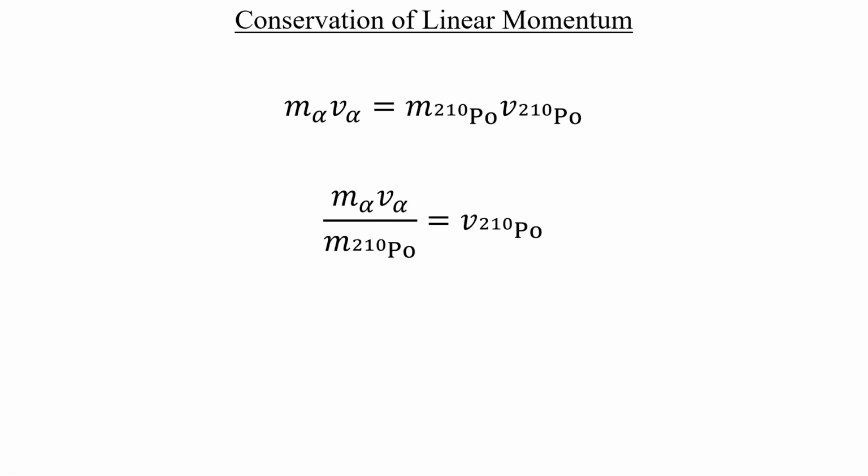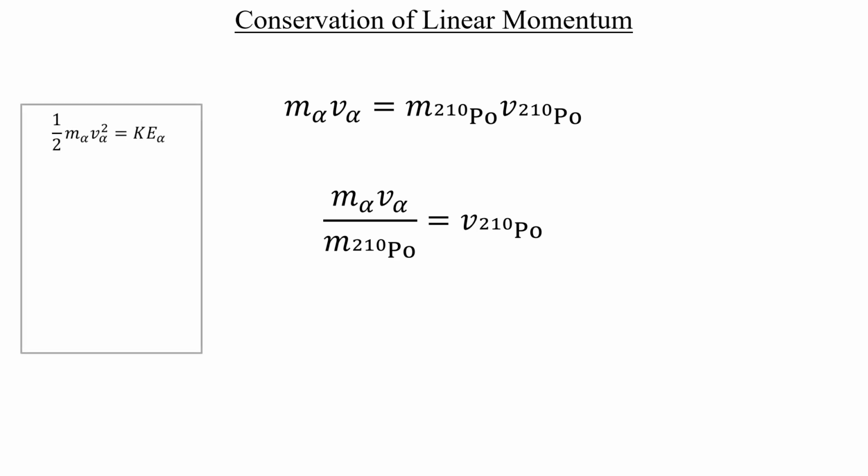Let's do a couple steps on the side to get that real quick. We were provided with the kinetic energy of the alpha particle, and that's equal to 1/2 mv squared. If we multiply that kinetic energy by 2, divide by the alpha particle's mass, and then take the square root, we can use this expression as a substitute for its velocity. And I'll plug that in down below.